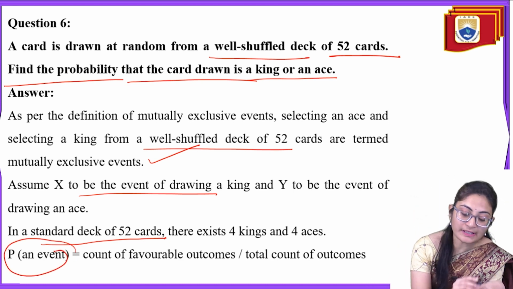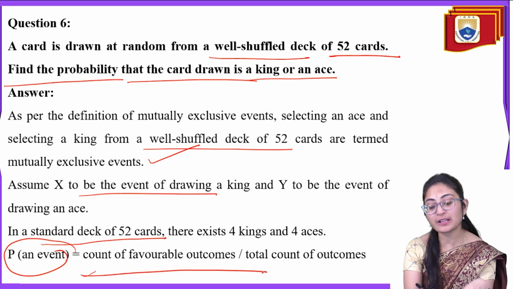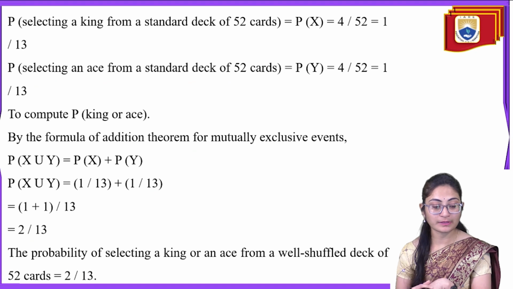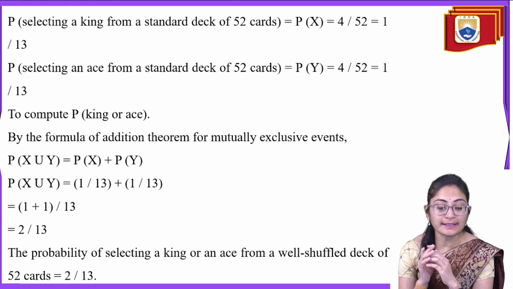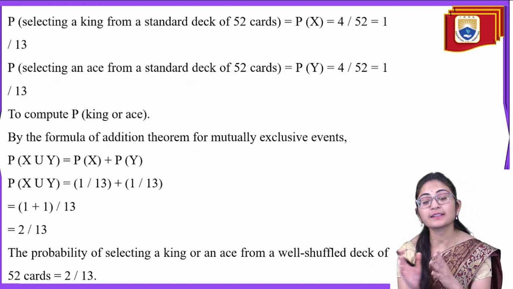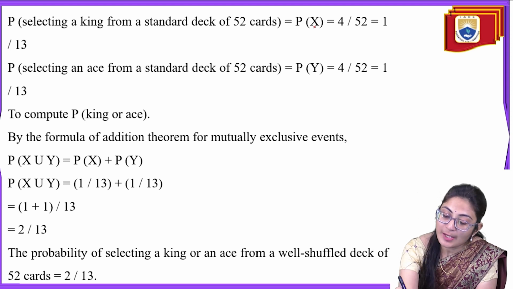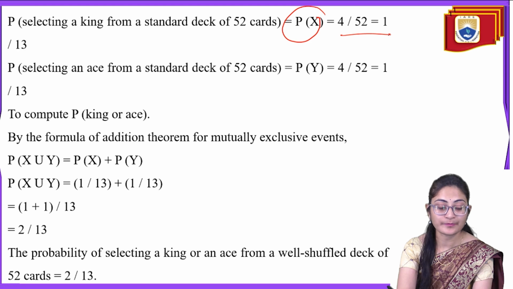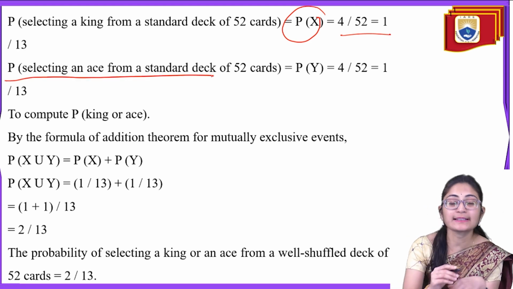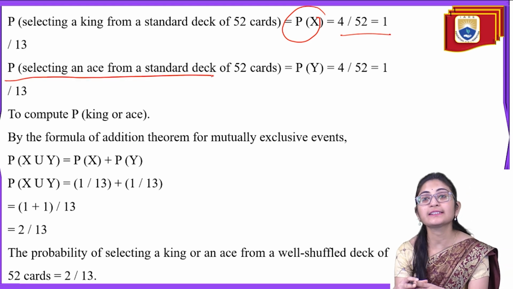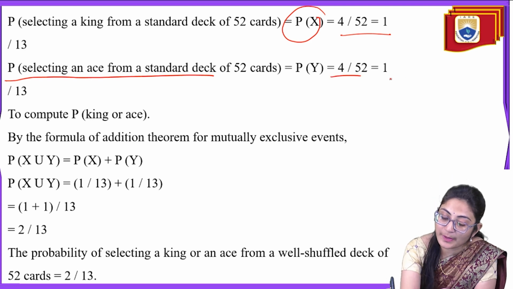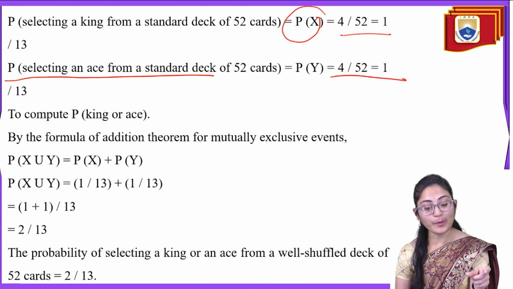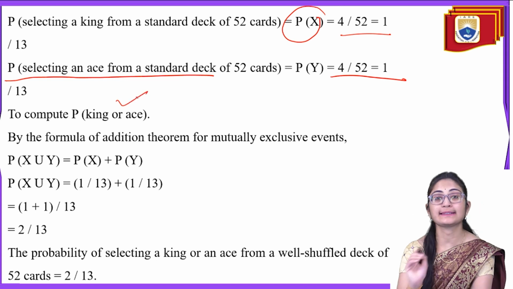So probability of an event is the count of favorable outcomes divided by the total count of outcomes. Now probability of selecting a king from the standard deck of 52 cards is P of X equal to 4 by 52, that is 1 by 13. Then probability of selecting an ace is 4 by 52, 1 by 13. Now you have to compute probability of king or ace.